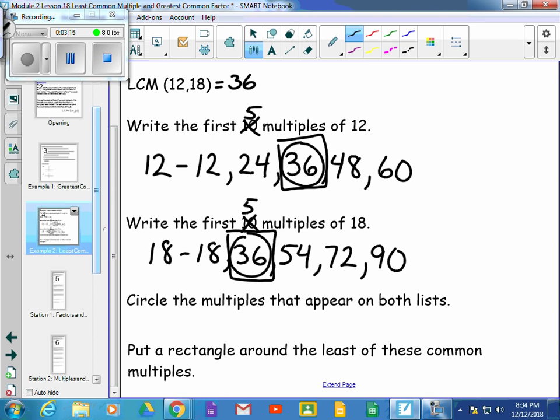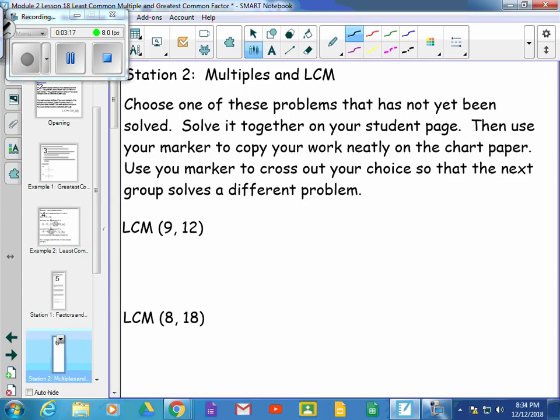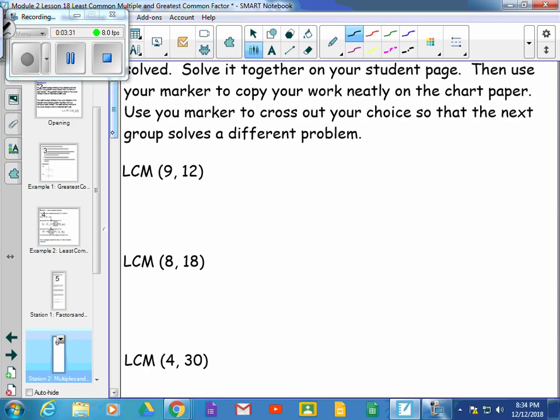Now I want to skip ahead to station 2. I'm going to do parts of these with you, and then I'm going to have you guys do some for homework tonight. We're going to skip the directions here, and we're going to go down to where it says, find the least common multiple of 9 and 12. So like before, there's only one method. Just list out the multiples.